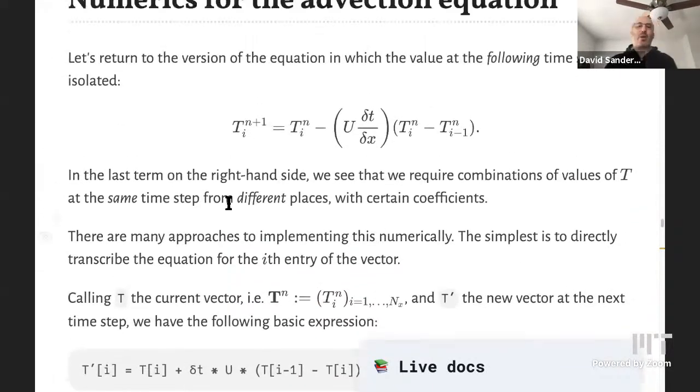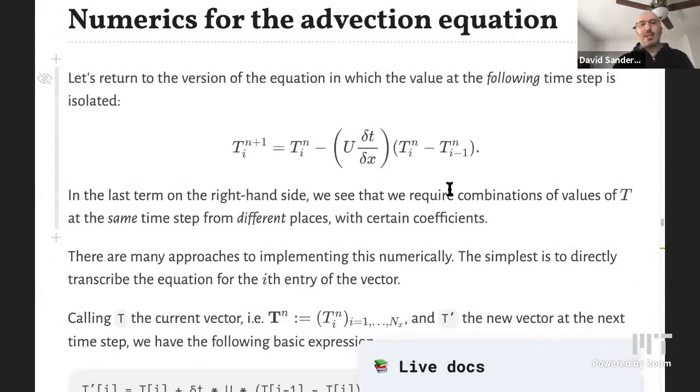But when we do that, we come into an immediate problem, which is that we have this T_{i-1}. If we have a finite number of cells, and we're thinking about cell number 1, then cell number 1 is going to depend on the value in cell number 0. But cell number 0 does not exist because our arrays go from 1 to n. Ellen will talk about that a bit later. And so what do we need to do? We immediately see the need for boundary conditions.